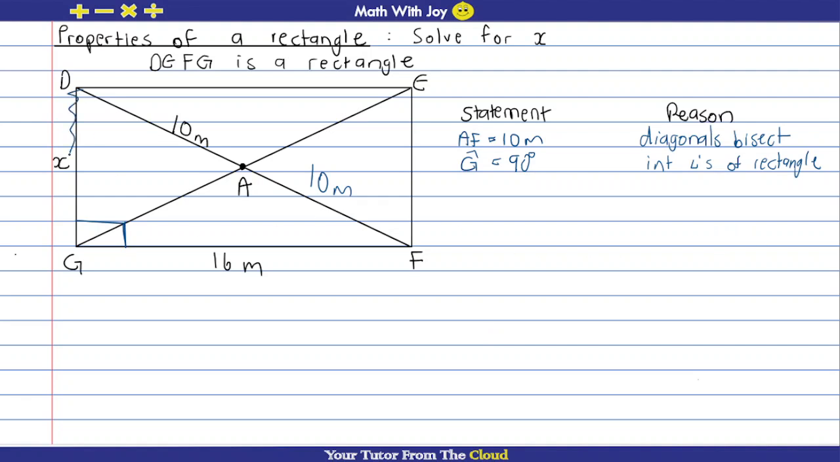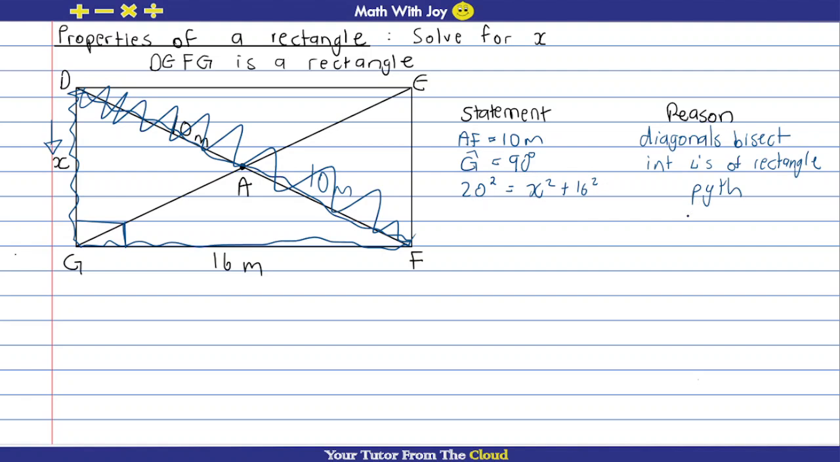Now that I have a right-angled triangle like this, and the only length that I don't know is this one, I can use the theorem of Pythagoras to calculate it. So I can tell them that this hypotenuse, which is 20 meters squared, equals x squared plus 16 squared, and the reason is Pythagoras. So that means that x is equal to, we can just punch everything into the calculator. You put the square root of 20 squared minus 16 squared, and we get 12 meters.